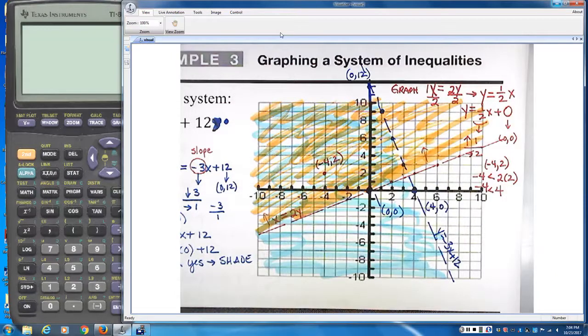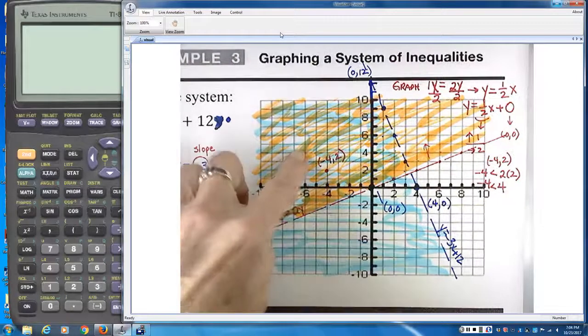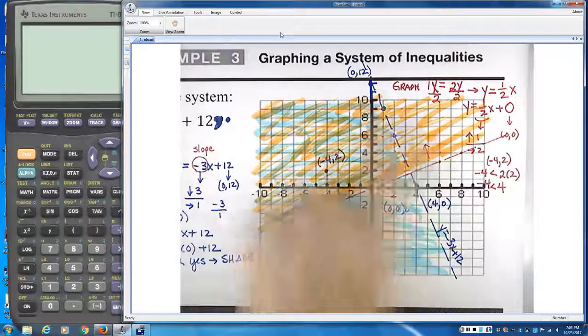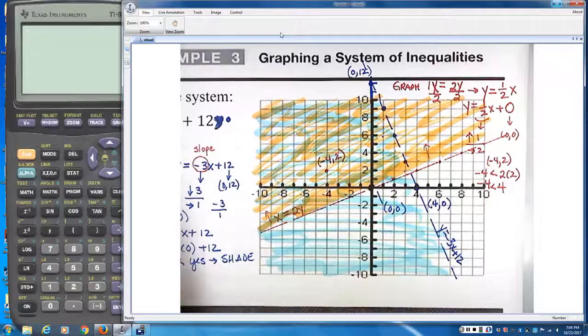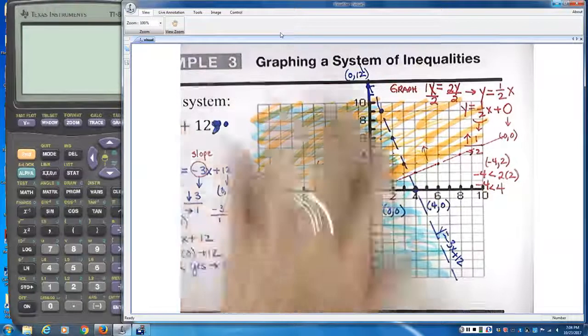But then the question that we have is, where is the solution to the system? Because we have 2 inequalities here. Where are there points that work in both? It would be right here, because all of the blue area works in the top equation. All of the orange area works in the bottom equation, so where it's blue and orange is the solution.